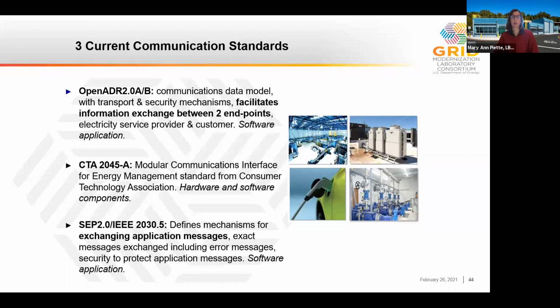There are 3 standards I'm going to talk about. The first one is OpenADR. I'm going to give you a little bit of details on that one. The second one is CTA 2045, and the third one is SEP IEEE 2030.5. A little bit about the history of each. All of these have started around the same time, which many of you may not know.